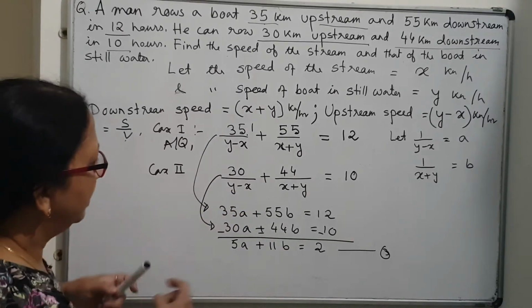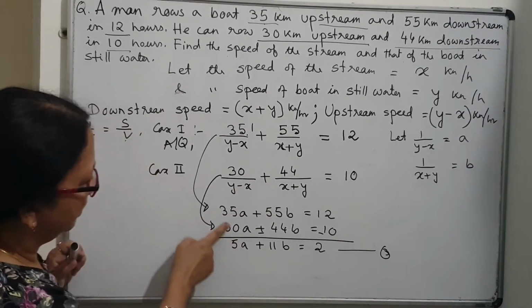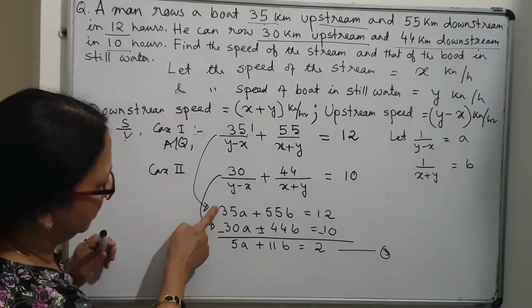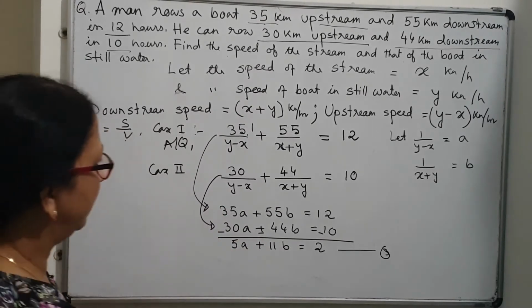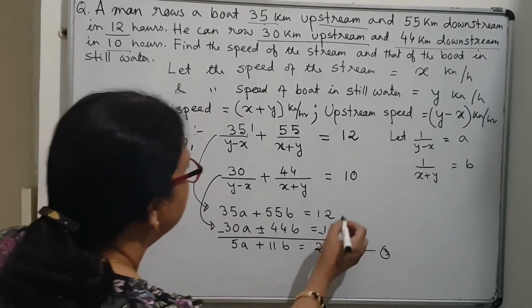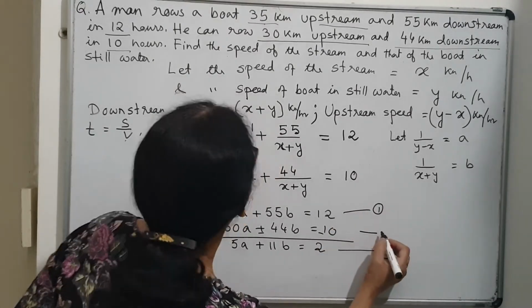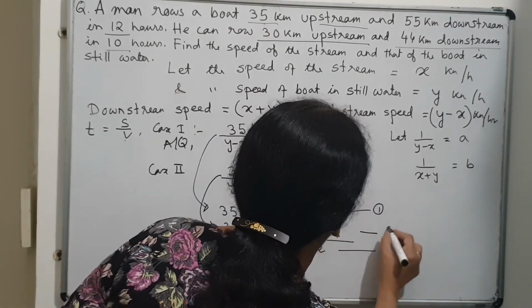And again you observe, 5 is a factor of 35 and 30. So I can choose any equation. Let me use this, this is equation 1, so this is equation 2, and this was 3.